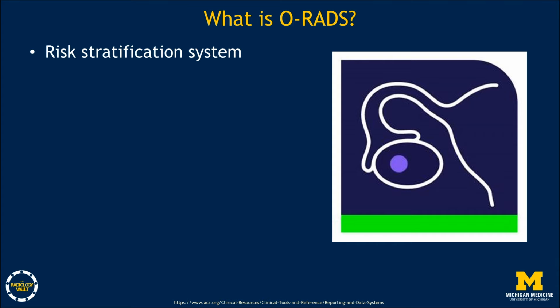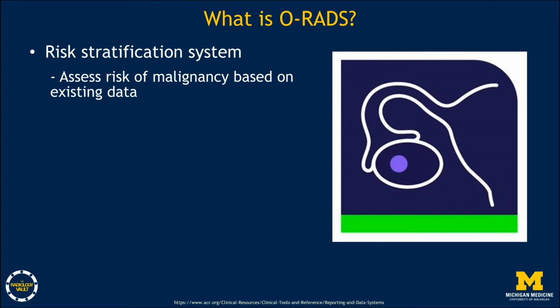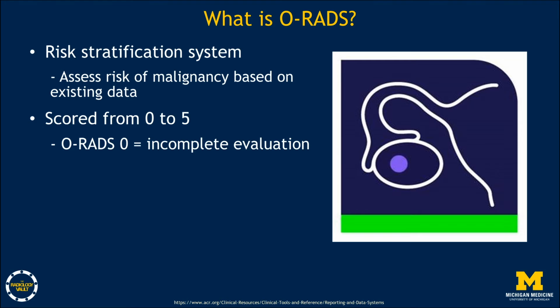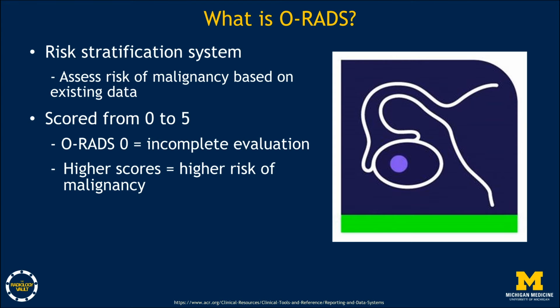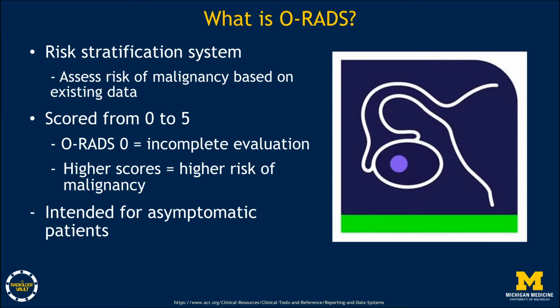O-RADS ultrasound and MRI include a risk stratification system that assesses the risk of malignancy based on existing data. Lesions are scored from 0 to 5. A score of 0 means incomplete evaluation. And as with other RAD systems, the higher the score, the higher the risk of malignancy. Lastly, O-RADS is intended for asymptomatic patients and should not be used in patients with active pelvic inflammatory disease, suspected ectopic pregnancy, or torsion of a normal ovary.